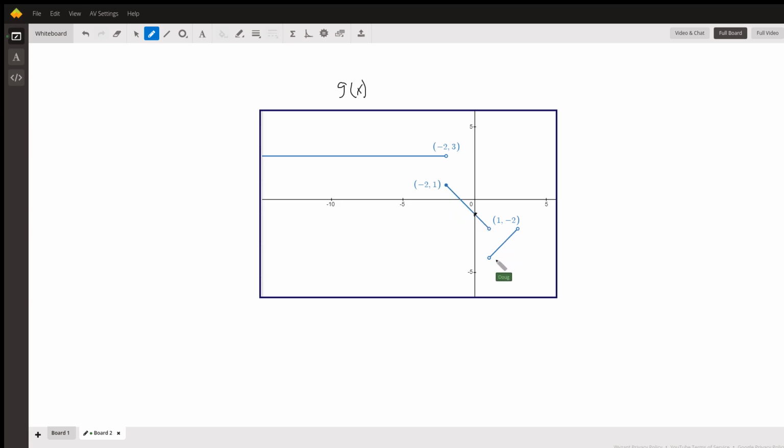And same deal here. Find the y values for the endpoints, put open circles, and then connect them because you know it's a straight line. That's all you got to do. Okay, there you go. Hope that helped.